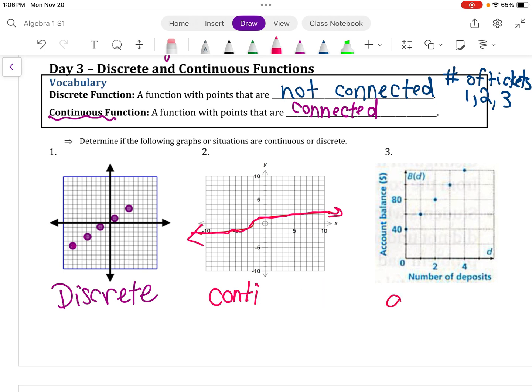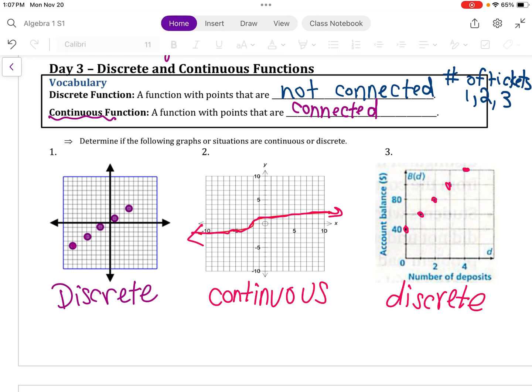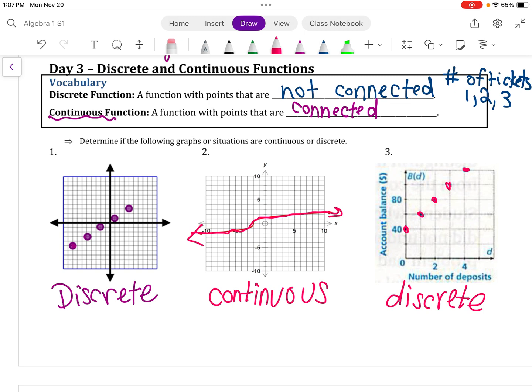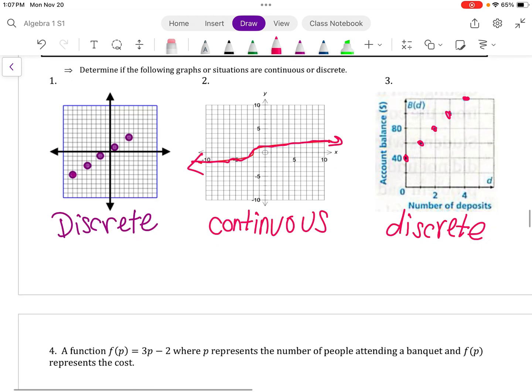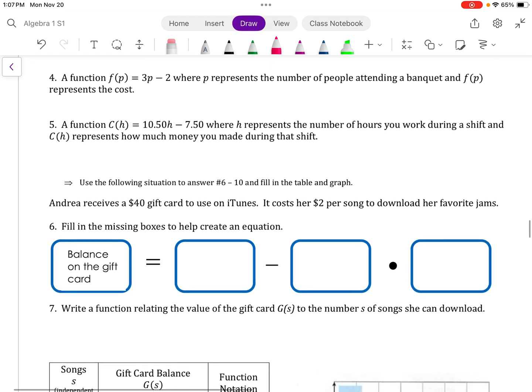And then the last one, discrete. Separate dots, the number of deposits. You can't make half a deposit. You make a full deposit. Endangered species, it's a tiger. It's one distinct thing, compared to continuous, where it flows, like money. It can be $4.22, it could be $4.50. Kind of has a flow. We'll figure it out.